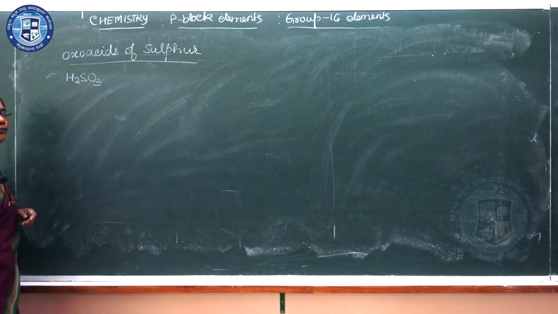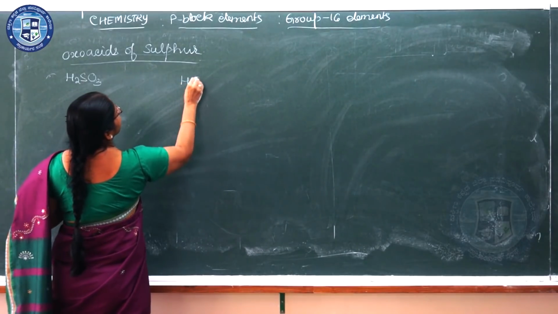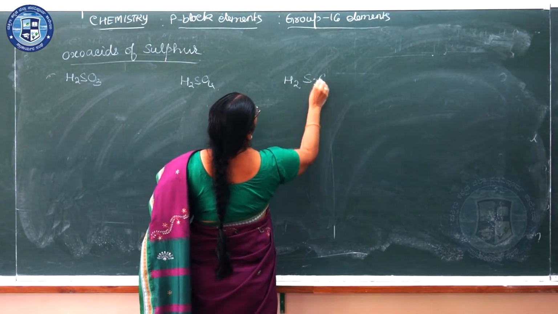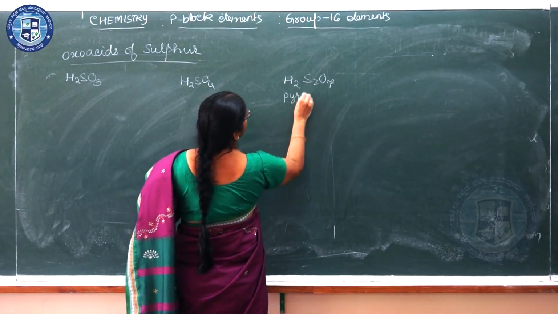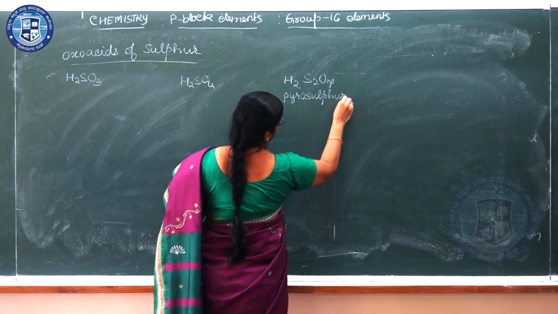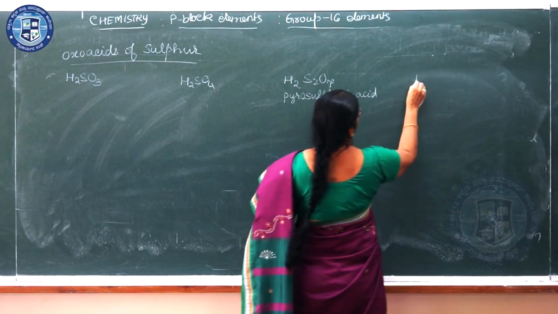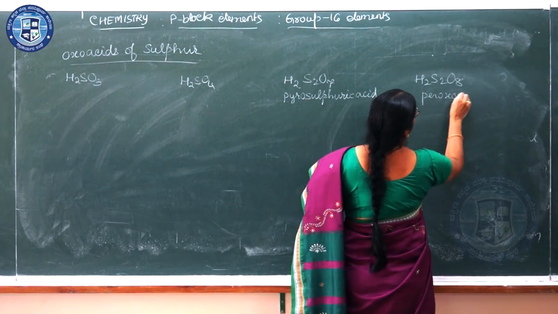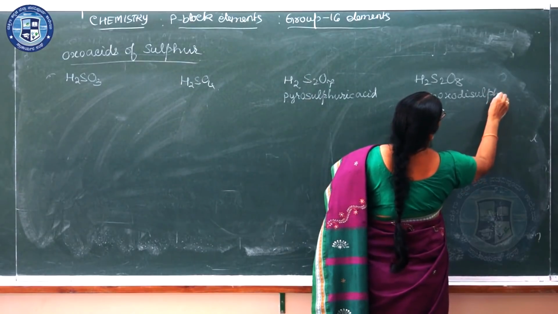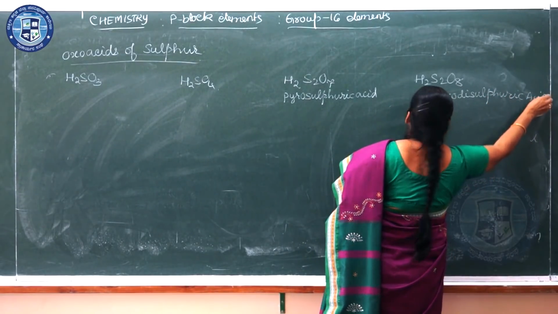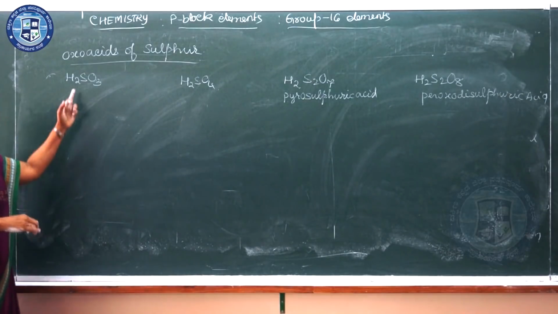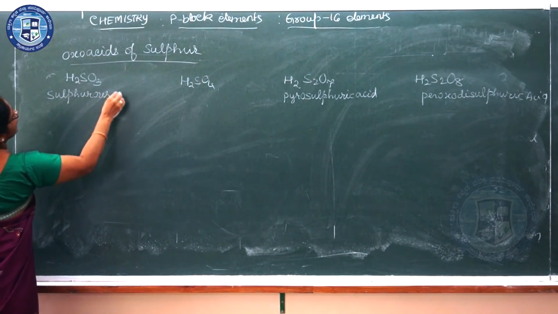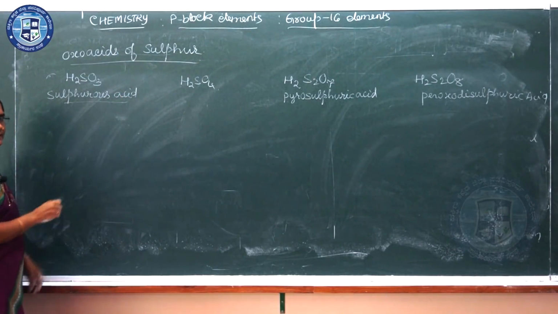So H2SO3 is called sulfurous acid. H2SO4 is called sulfuric acid. H2S2O7 is called pyrosulfuric acid, and H2S2O8 is called peroxodisulfuric acid. So we will see the structure of these acids, one of which may be asked for 1 mark in the examination.